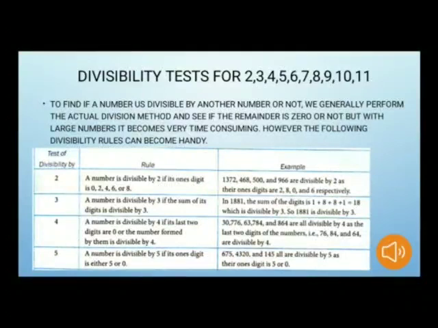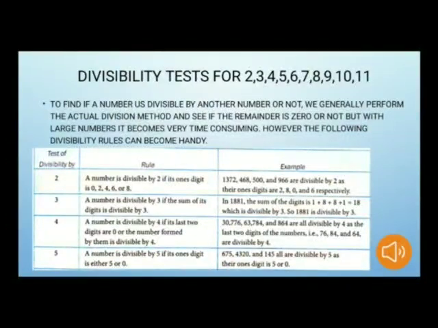Now let's see divisibility by 2. First rule, a number is divisible by 2 if its ones digit is 0, 2, 4, 6 or 8. For example, you can see it here, 1372 has 2 at one's place, 468 has 8 at one's place, 500 has 0 at one's place and 966 has 6. They are divisible by 2 as their ones digits are 2, 8, 0 and 6 respectively. Dear students, you can say a number is divisible by 2 if the digit at its ones place is 0, 2, 4, 6 or 8.